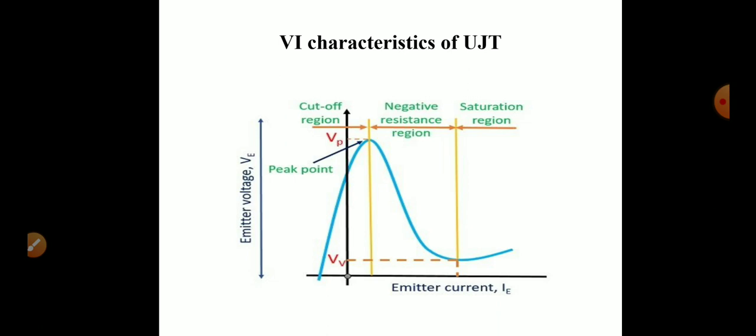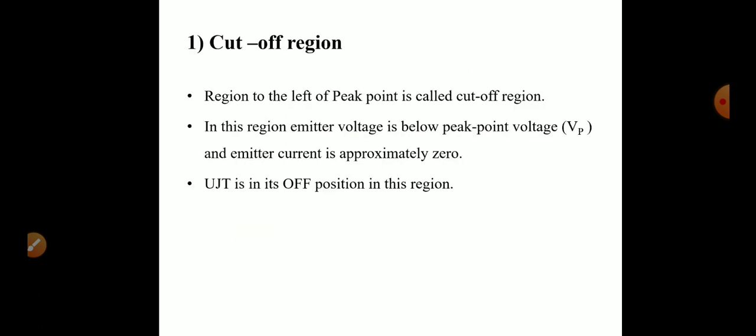So the VI characteristics of the UJT are classified into three main portions: cutoff region, negative resistance region, and saturation region. The cutoff region is the region to the left of the peak point, and in this region the emitter voltage is below the peak point voltage and the emitter current is approximately 0. The UJT is in its off position in this region.